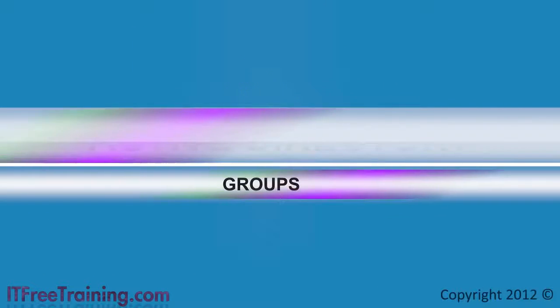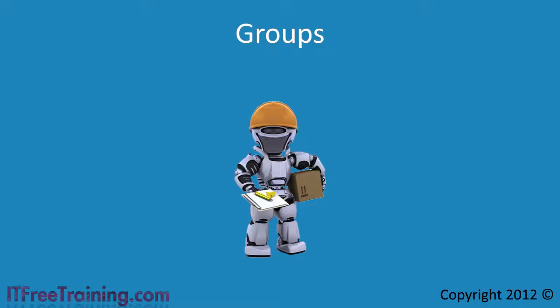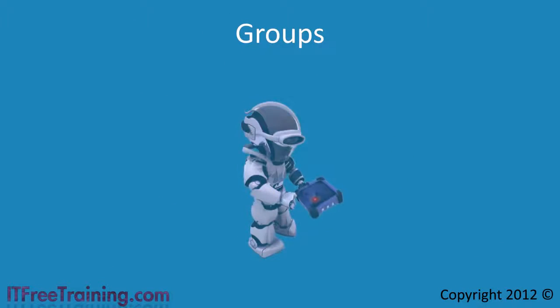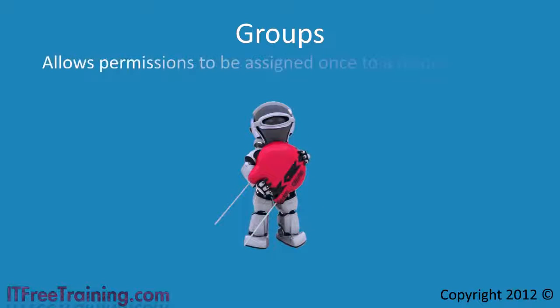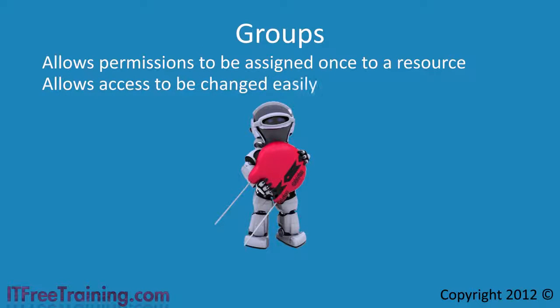In a changing environment, people come and go and roles change as companies restructure and people get promoted. Groups allow the administrator to assign permissions once to a resource and easily change who has access to that resource by changing the members in the group.